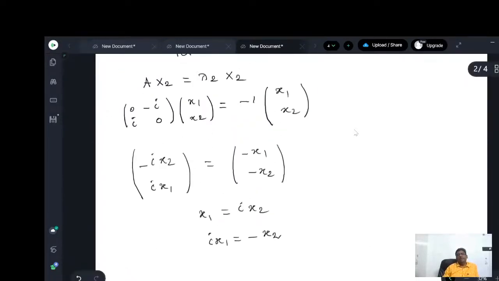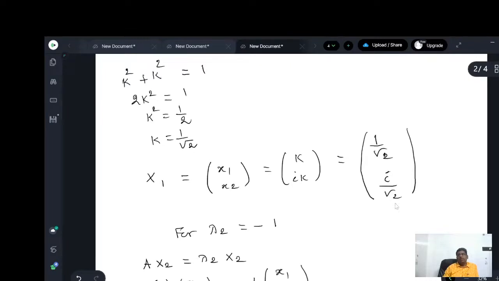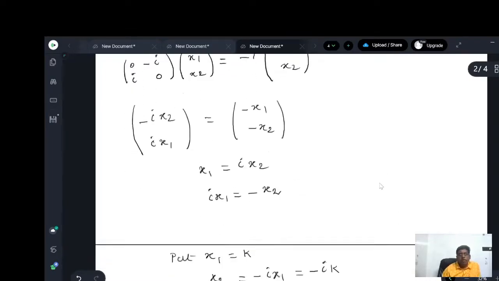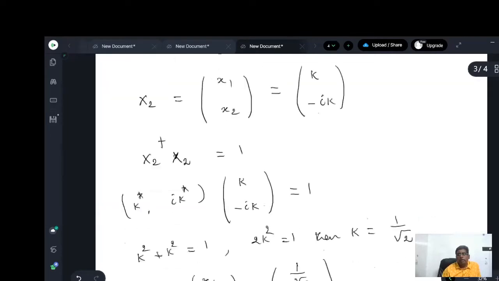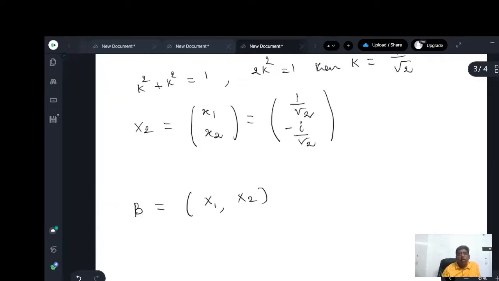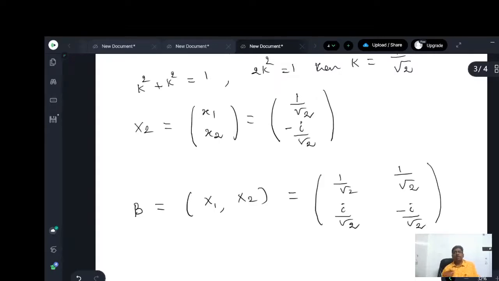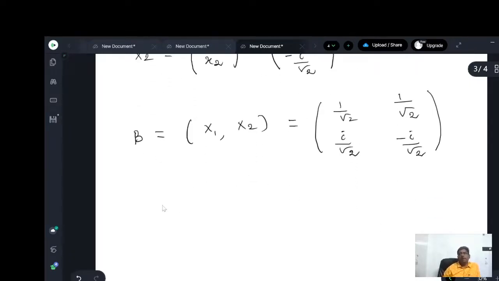The value of x1 is [1 by root 2; i by root 2]. Put that value. This is equal to [1 by root 2; i by root 2]. This is the value of x1. The next one is this much: [1 by root 2; minus i by root 2]. This is the value of B. Now find our B inverse. B inverse equal to what? We have to find it.